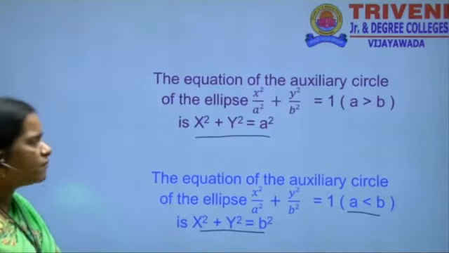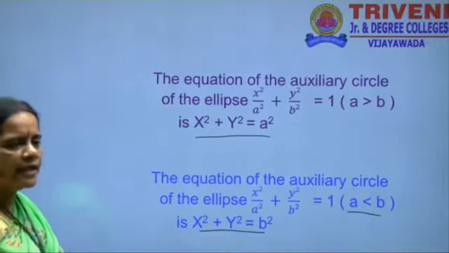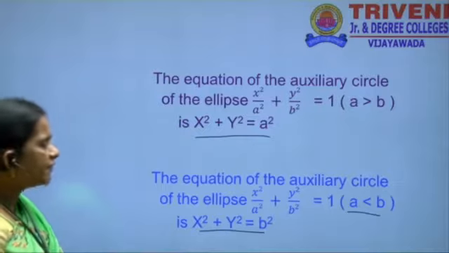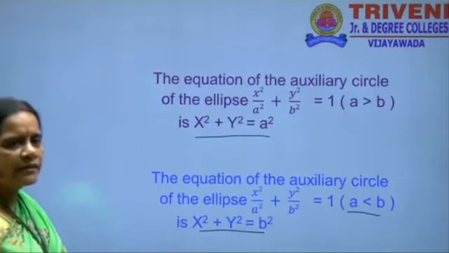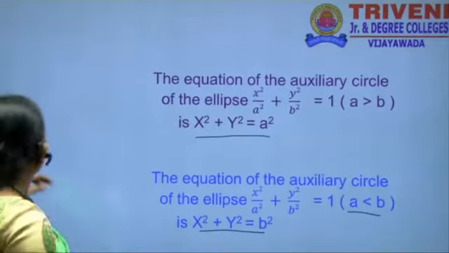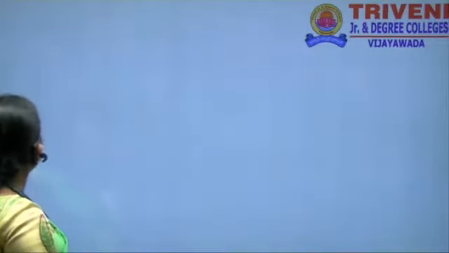Here two types of auxiliary circles are there. A greater than b means x square plus y square is equal to a square. A less than b is x square plus y square is equal to b square. Based on these definitions, we do some problems.